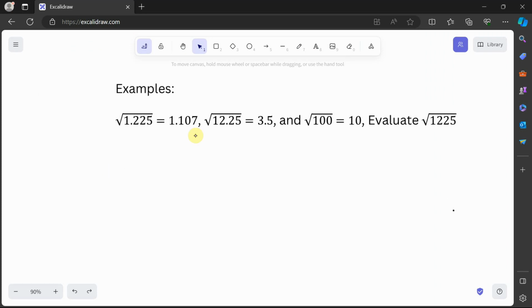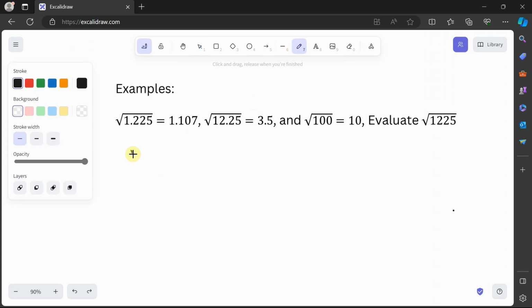Now, let's see how we're going to actually come up with the solution to this. We know that for our square root of 1225, how can we express it? Can we express in terms of 1.225? And can we express in terms of 12.25? And can we also express in terms of 100? I think using 12.25 and 100 will be easier, because 12.25 times 100 will give me 1225. So I could just come and say 12.25 multiplied by 100.